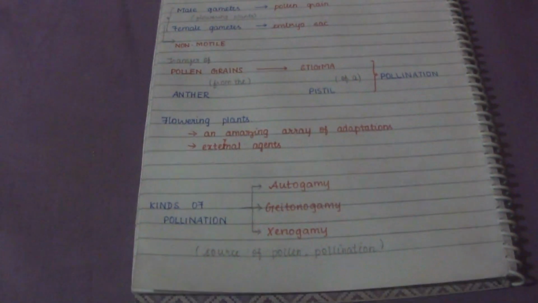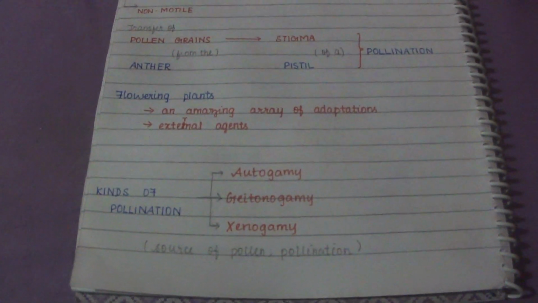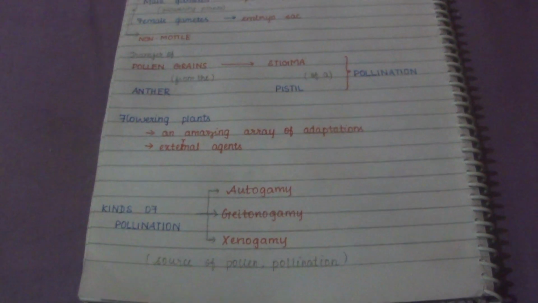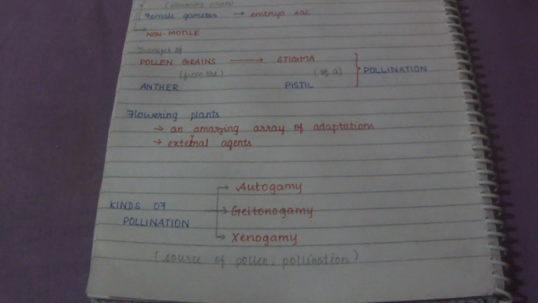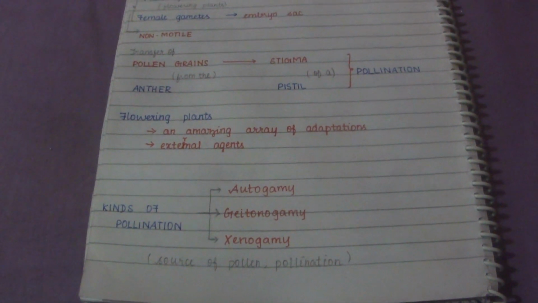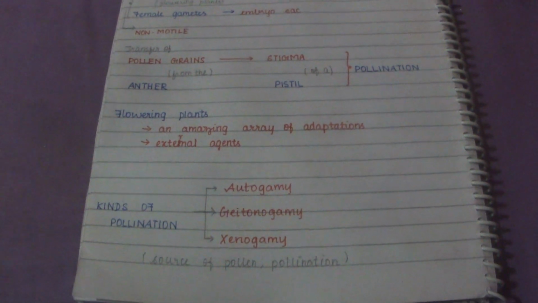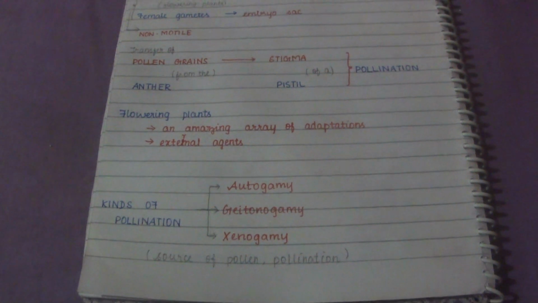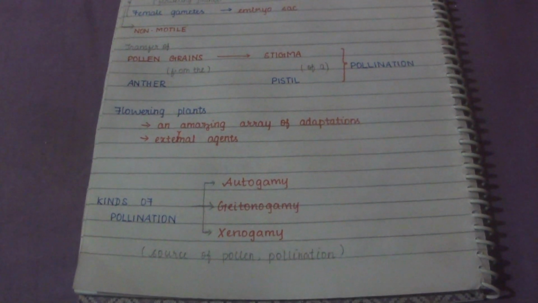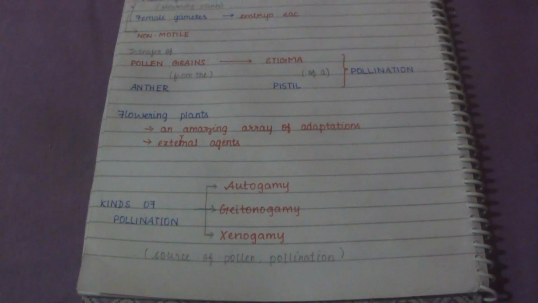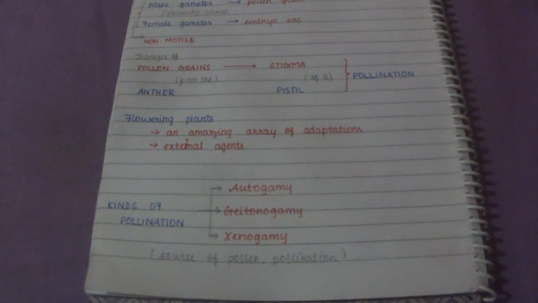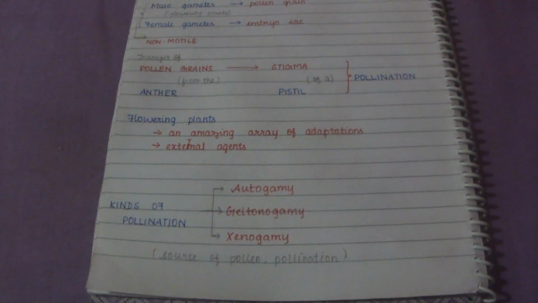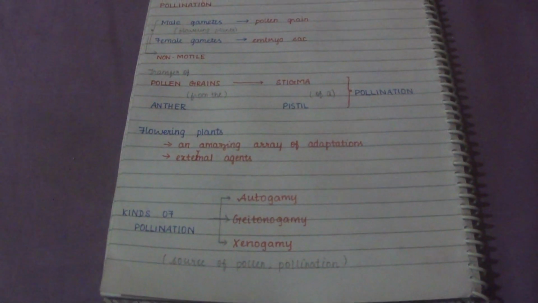So now, kinds of pollination. What are the kinds of pollination? There are actually three kinds. The first one is autogamy, the second one is geitonogamy, and the third one is xenogamy. These three kinds of pollination depend upon the source of the pollen.